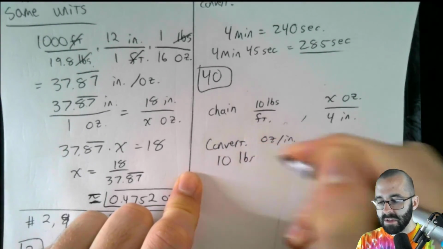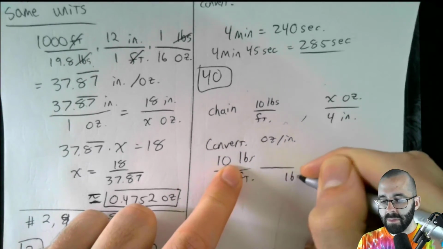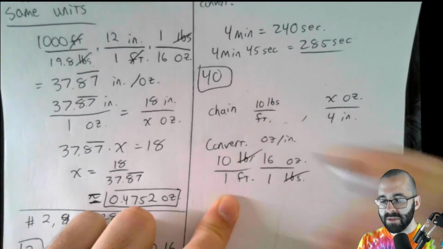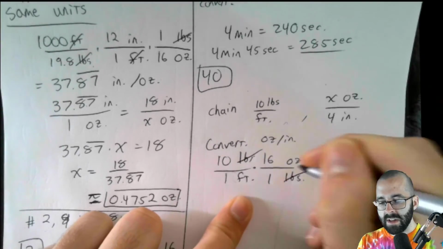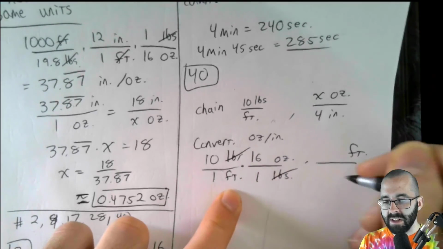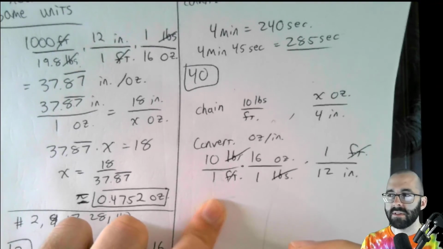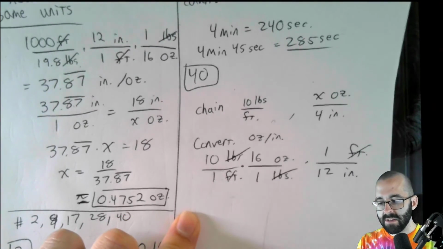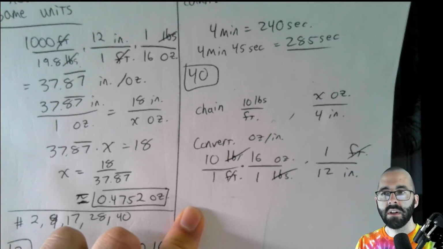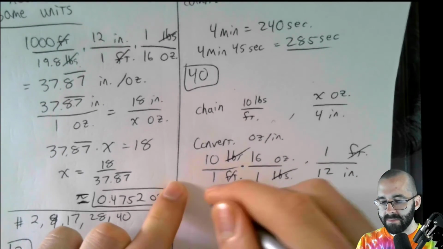So we have 10 pounds per 1 foot. We want ounces, so we have to put the pounds on the bottom. There are 16 ounces in 1 pound. The pounds cancel. Now we have ounces per feet, but we want ounces per inches. So we multiply by feet on the top, so the feet cancel. And there's 1 foot in 12 inches. Multiply this all across. You're going to get 160 divided by 12, which is 13.3 repeating.